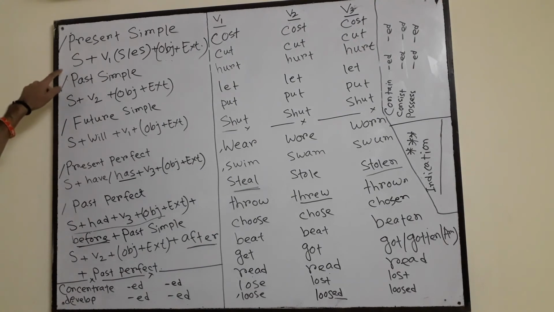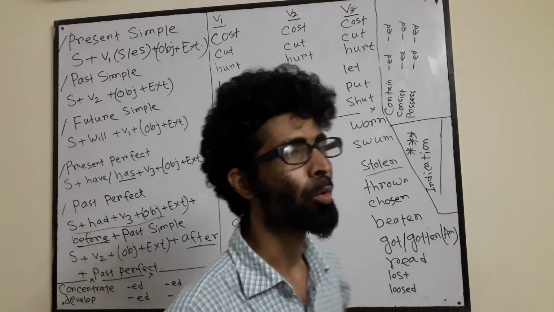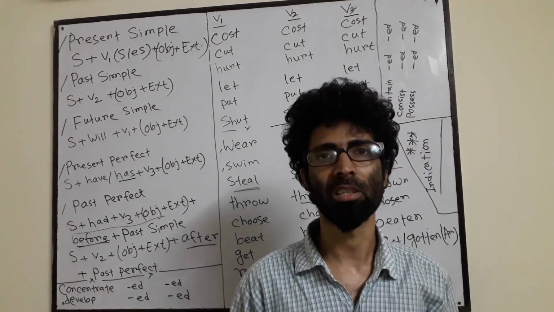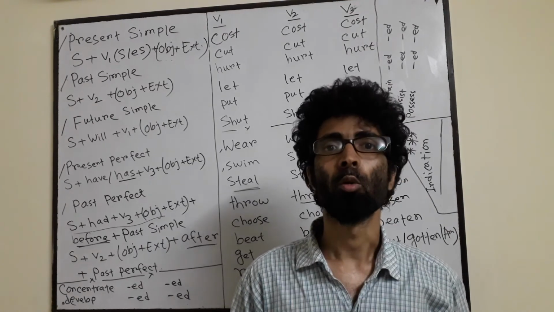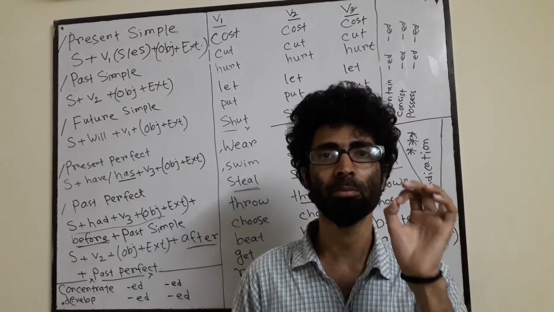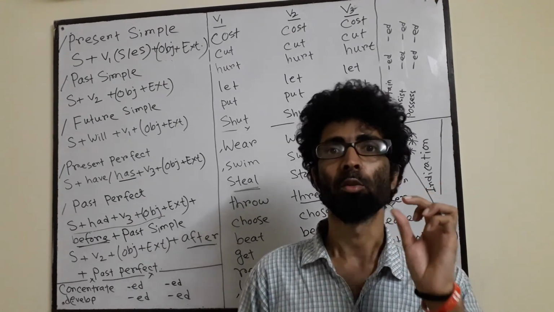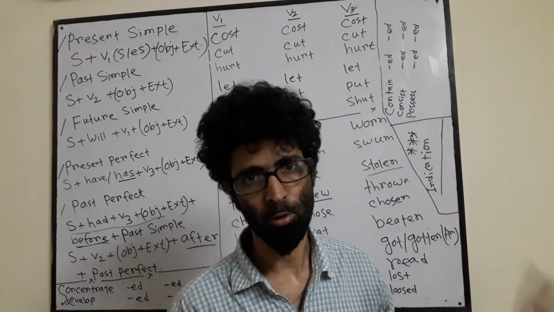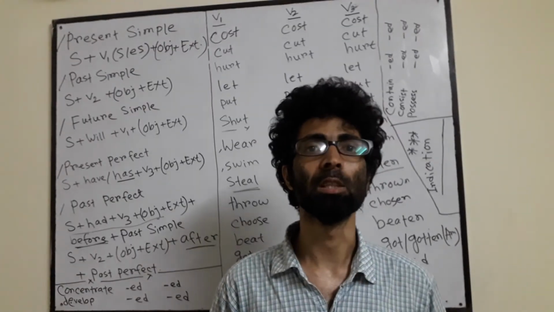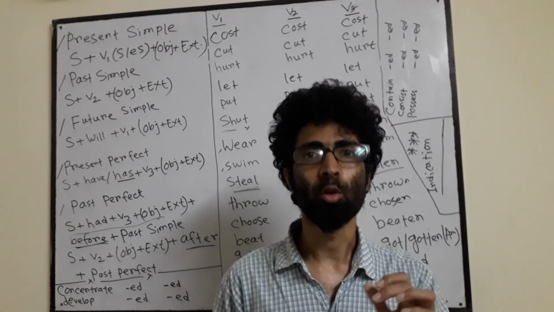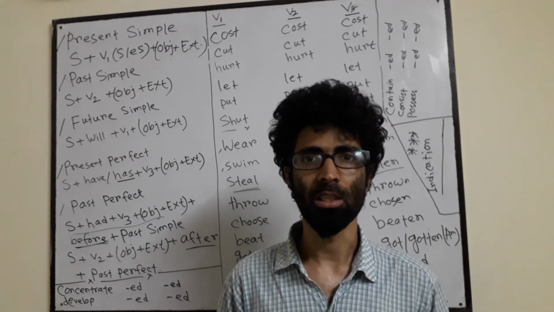Okay, see the present simple. The structure is subject plus V1 (with S or ES), then object plus extension. Present simple is used when something happens normally, generally, habitually, when something is a universal truth, or when there is some schedule or fixed routine. And the indication in the sentence is the use of often, normally, usually, habitually, etc.